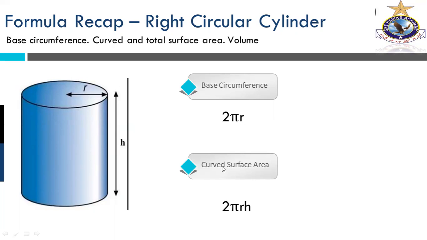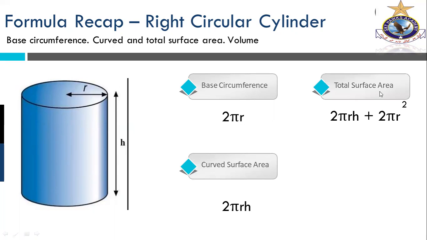Curved surface area, this area all around, can be calculated by 2 pi r h. H is the height, r is the radius. So we can calculate the surface area. And these are the two basic calculations.